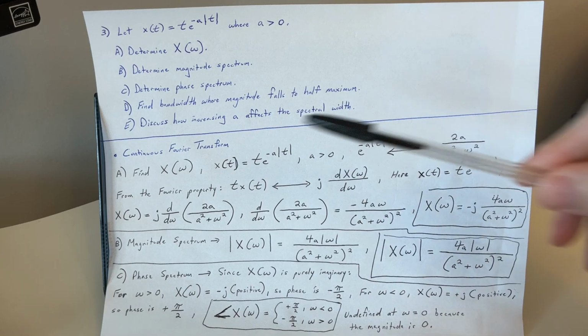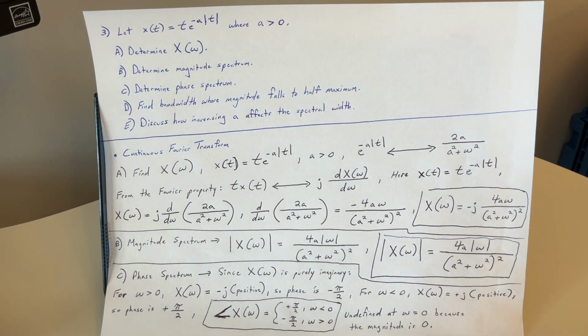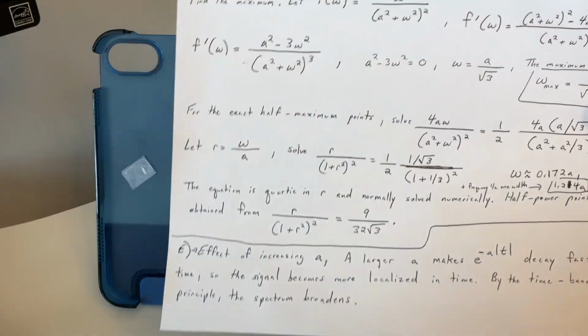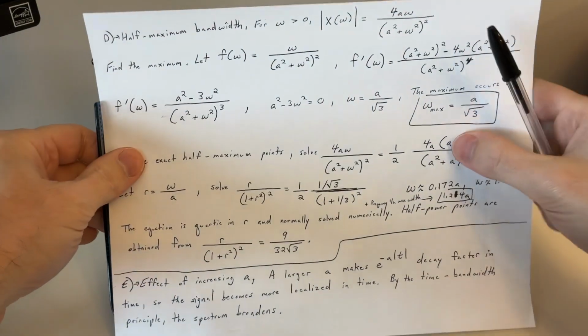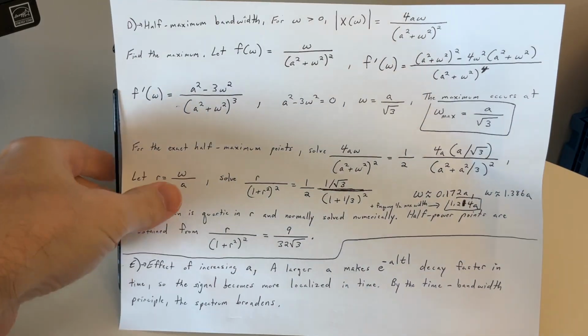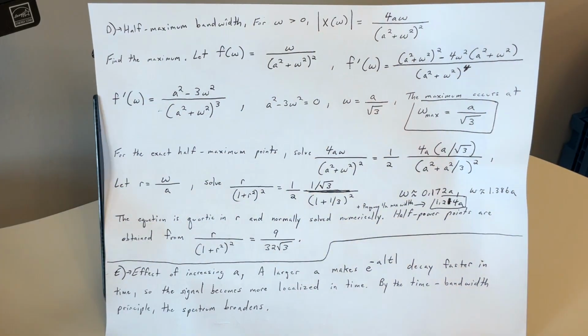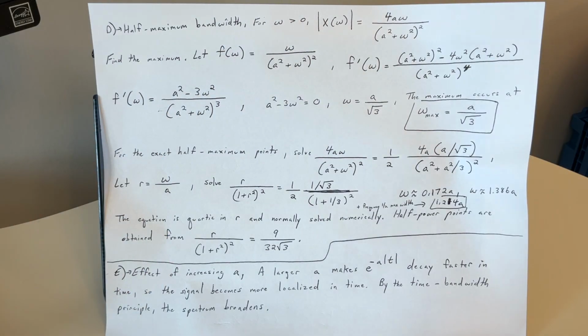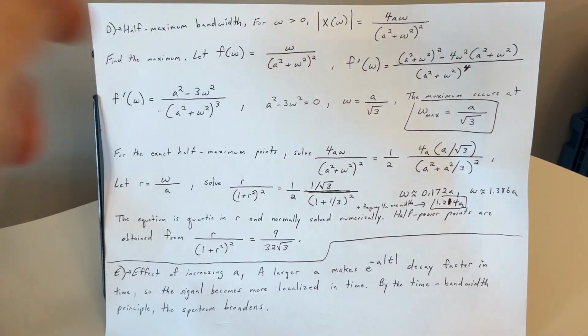For part D, they want us to find the bandwidth, where the magnitude falls to half maximum. So half maximum bandwidth, for omega greater than 0, absolute value of X of omega equals 4a omega over quantity a squared plus omega squared, squared.